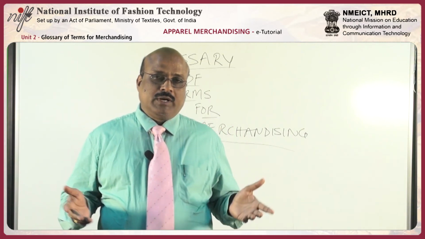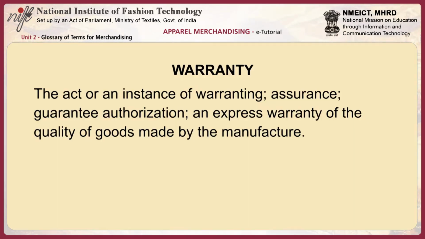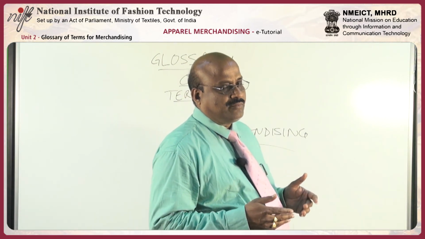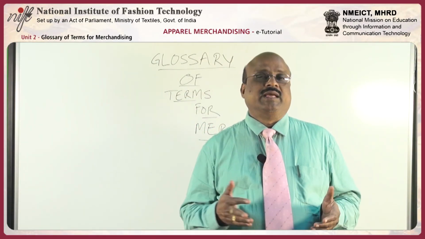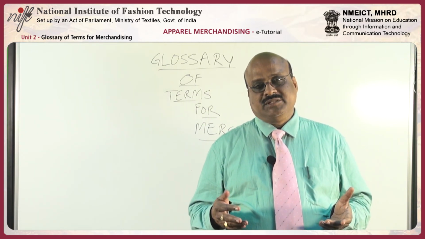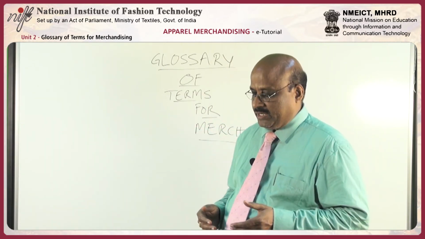The next term is warranty. Warranty is the act or instance of warranting. It is basically an assurance and guarantee, an express warranty of quality of goods made by the manufacturer. That means it is a kind of assurance given by the manufacturer for the quality, service and duration of the product. So for a given length of time, he gives assurance for the performance of the product, and also undertakes to provide free of cost repairs and free of cost service during the warranty period.